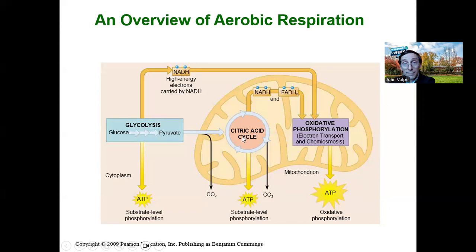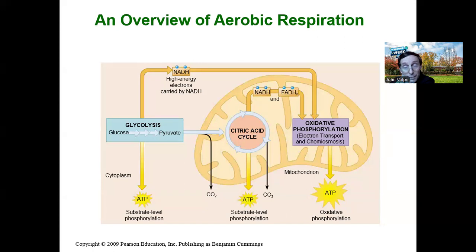And then the electrons are carried by NADH or FADH2 from both the glycolysis and the Krebs cycle to the electron transport chain, and then they're used by the electron transport chain to generate ATP by oxidative phosphorylation. And this is a high yield of ATP in this step. Any question about any of that?